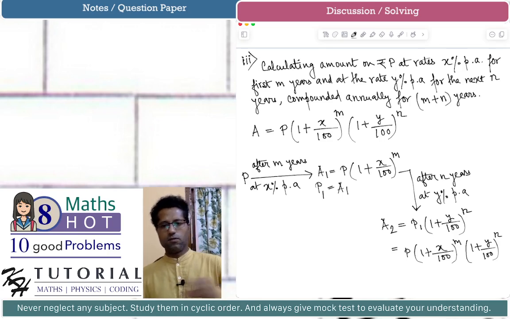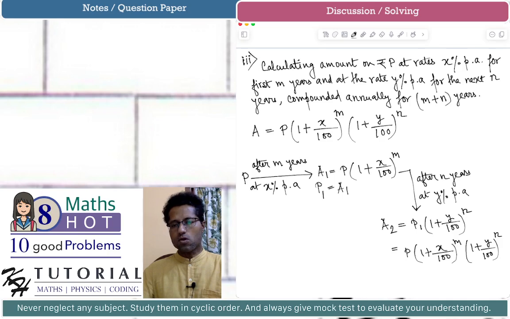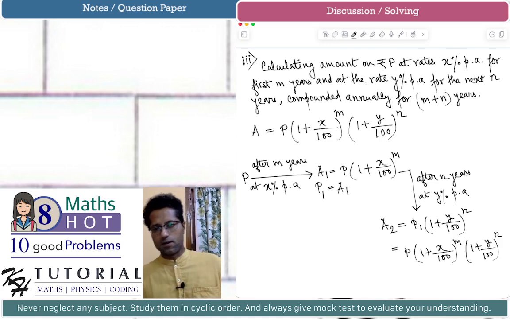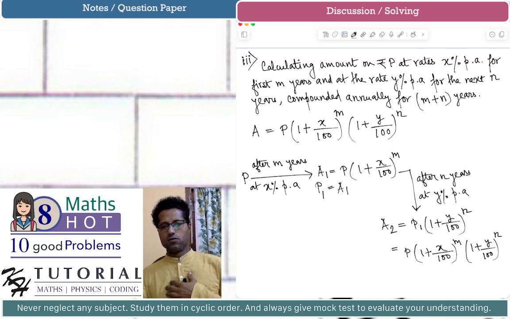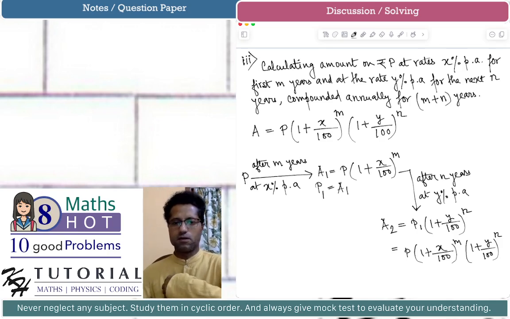So this is how we get the formula that the total amount on principal P after m plus n years, where the rate is X% per annum for the first m years and the rate is Y% per annum for the next n years, is equal to P multiplied by 1 plus X by 100 to the power m and multiplied by 1 plus Y by 100 to the power n. Okay.